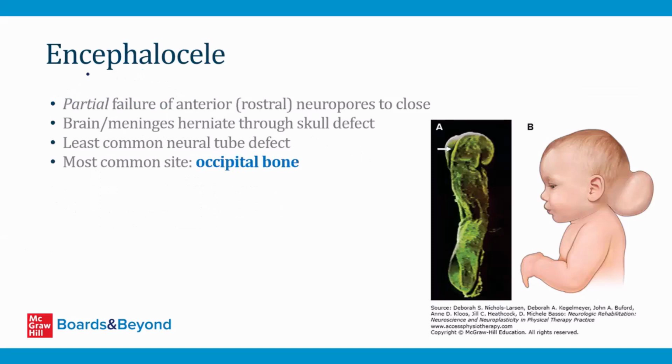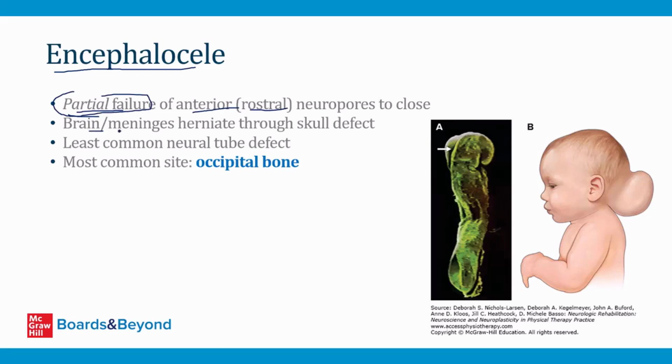Sort of related to anencephaly is another neural tube defect called an encephalocele. This happens when there's a partial failure of the anterior or rostral neuropores to close. And the key word here is partial. In anencephaly, there's a complete failure of the neuropore to close, and that leads to the severe neural tube defect anencephaly. In encephalocele, there's only a partial failure, and as a result, you get many of the skull bones forming normally, but they're incomplete.